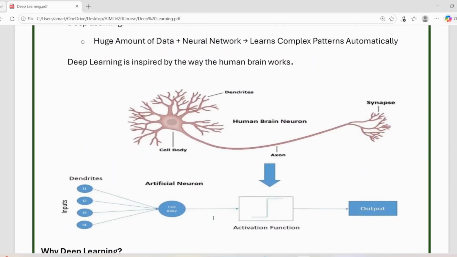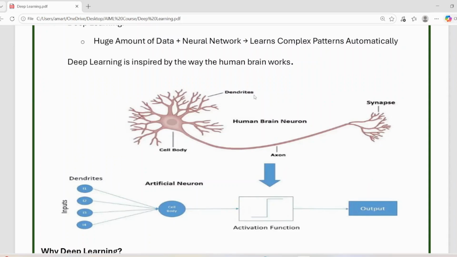Our human brain neurons. Our human brain is estimated to contain 86 billion neurons, right? You can search about it on Google. So this is a human brain neuron. Now let's divide this part by part.